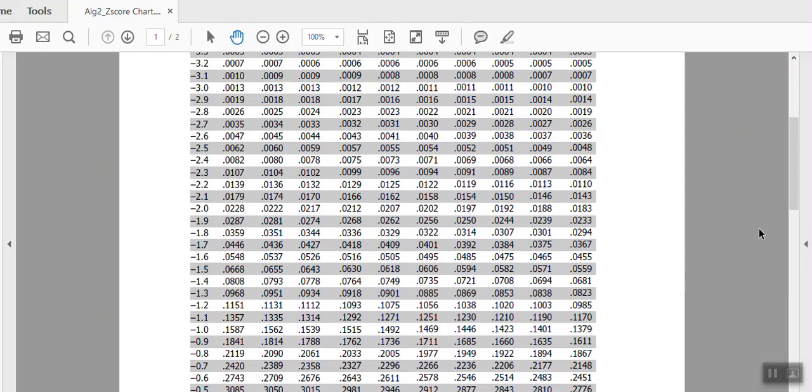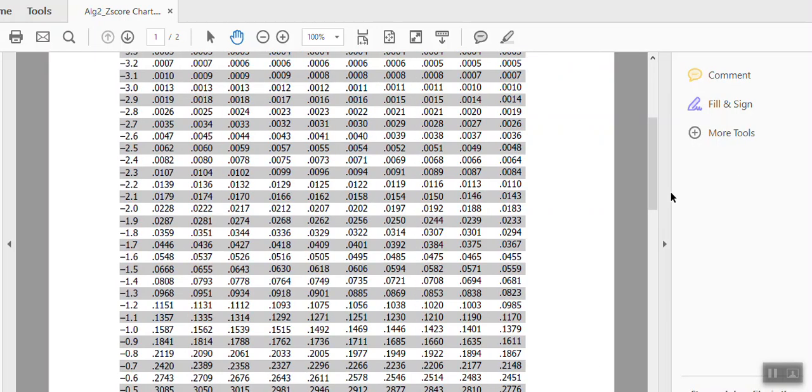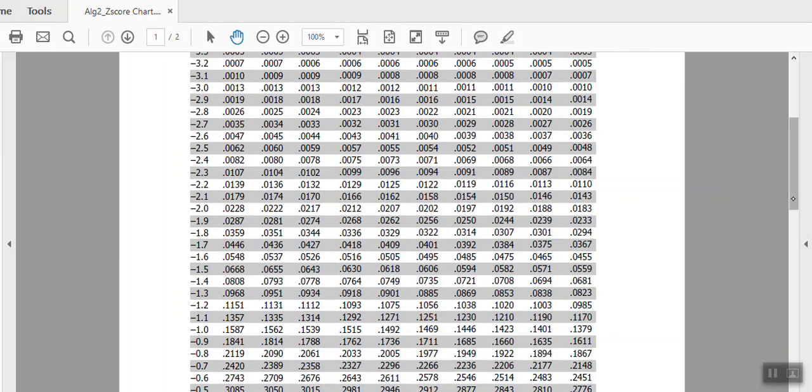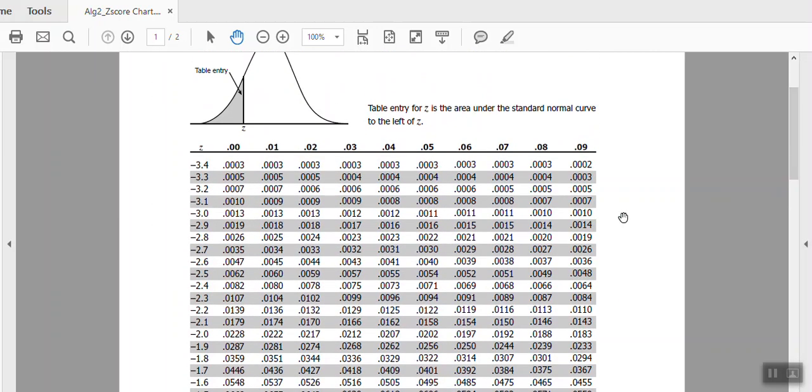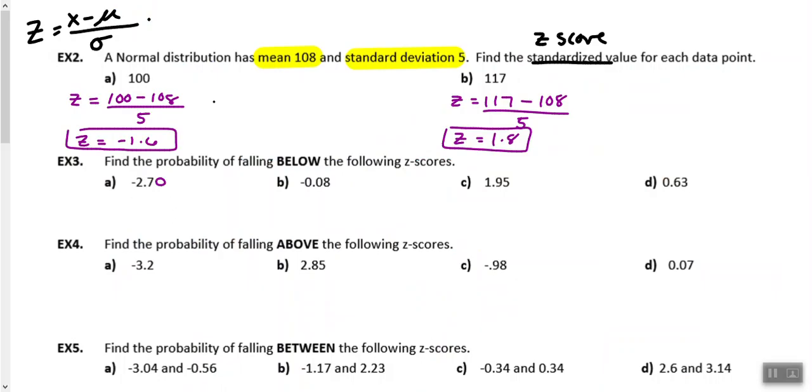Okay, I found my negative 2.7. And then it was negative 2.7 and then 0. So that gives me a probability of 0.0035. So I have my probability of 0.0035, and that's it.